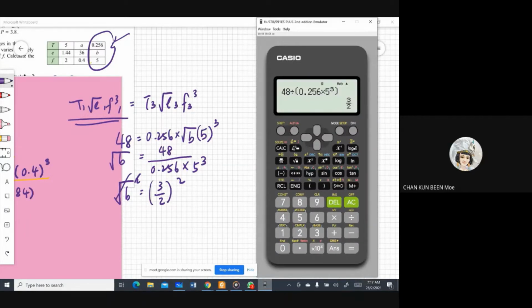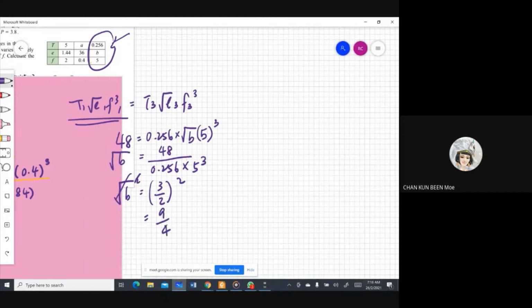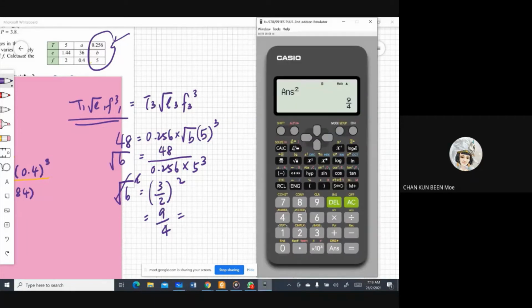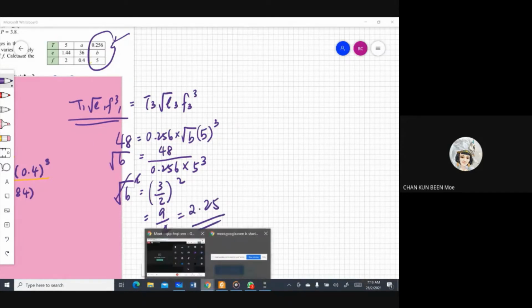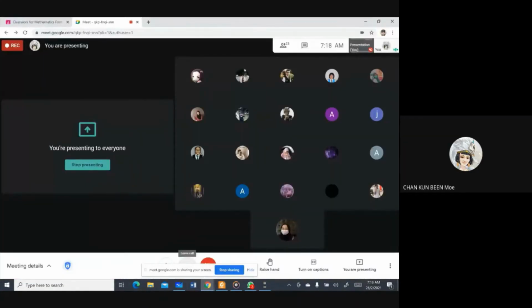Therefore, this one, the answer to the power of 2, you press, then you will get 9 over 4. But it is in improper fraction, right? So you just change it to a mixed number or a decimal. So in decimal, it is equal to 2.25. That's the answer for this one. You get it, class? Everybody get it? Yes.